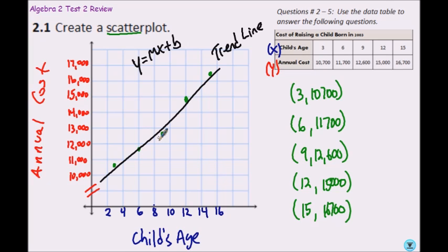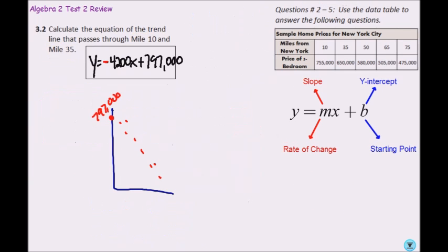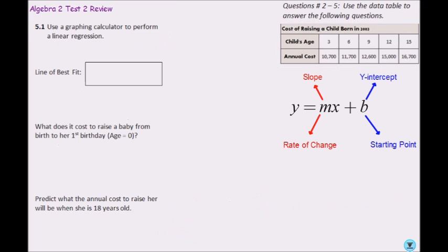There's a way of doing this by hand. That's a lot of work and not really the focus of this class. A higher level statistics course will handle that for you. But what we're going to do is have the calculator do the work for us. So let me go back to number 5.